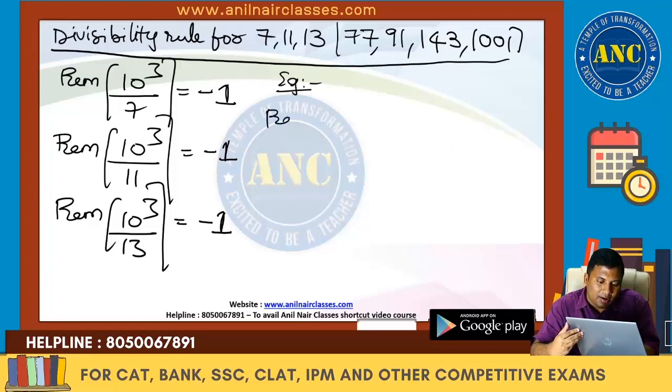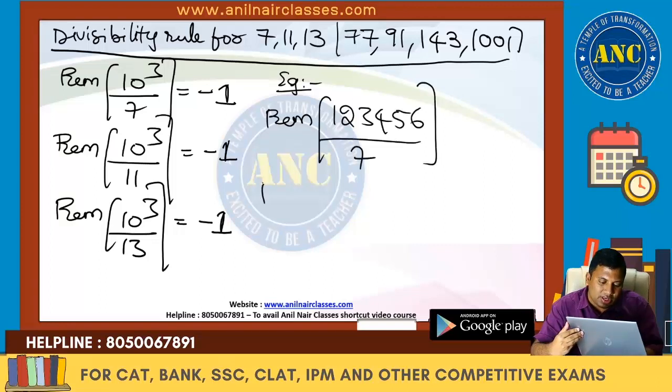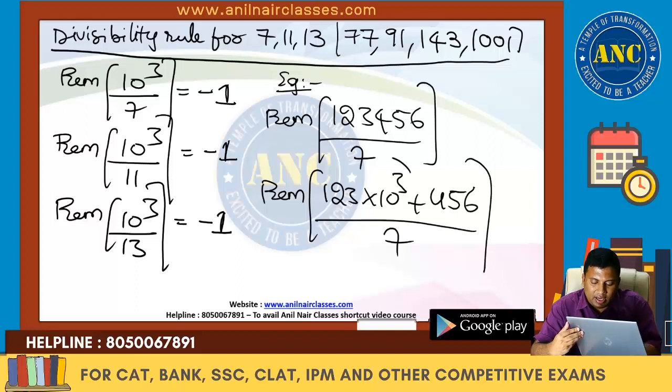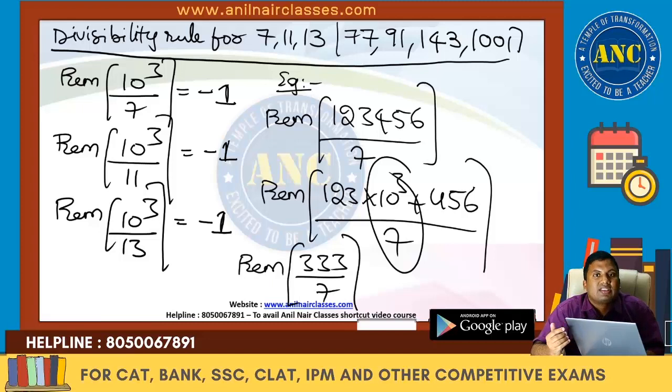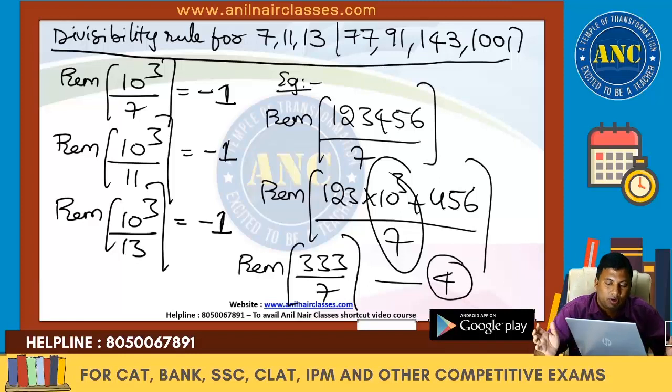Remainder when 1, 2, 3, 4, 5, 6 is divided by 7. This can be written as remainder when 123 into 10 cube plus 456 is divided by 7. 10 cube divided by 7 is minus 1. Minus 1 into 123 is minus 123. 456 minus 123 is 333 divided by 7. 7 fours are 28, 53, 7 sevens are 49, 4. Positive remainder 4. There are no negative remainders here. That's my mistake. I hope it is clear.